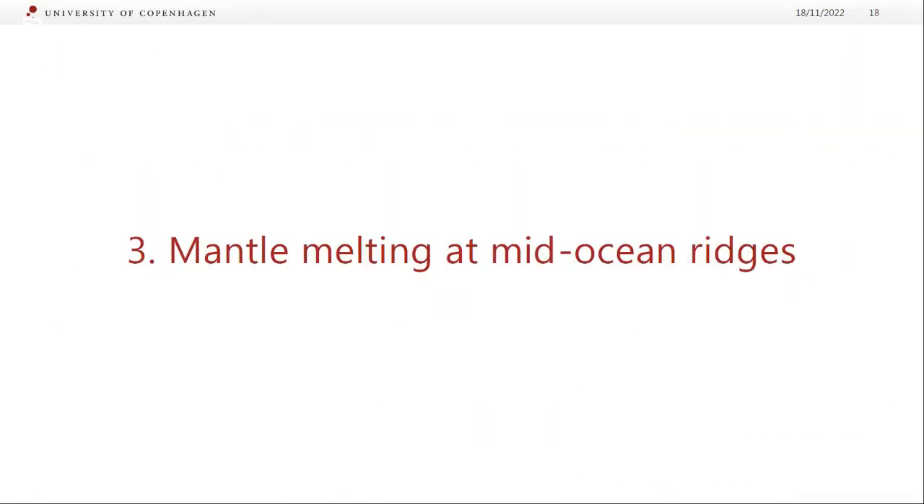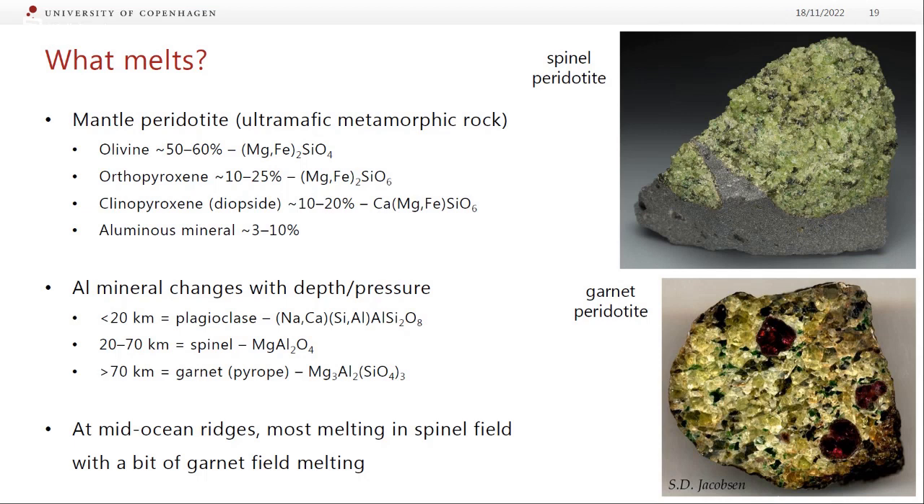Okay. I think this is the last part of this lecture. We'll talk about mantle melting at mid-ocean ridges. All right. I wanted to start off with what is actually melting. So overall, it's mainly mantle peridotite, and this is an ultramafic rock.